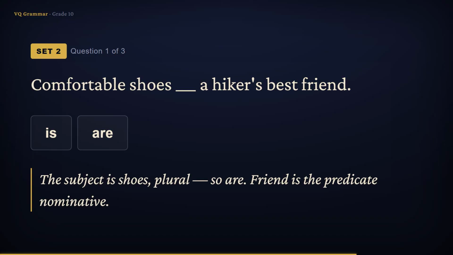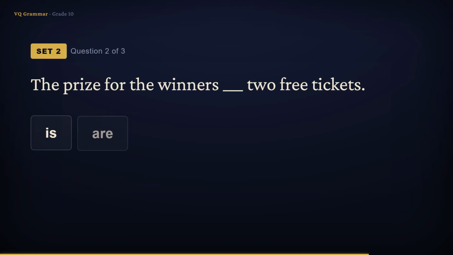The word friend is singular, and it is sitting right there, begging you to write is. Cover it with your hand. What is left in front of the verb? Comfortable shoes, plural. So the answer is are. The prize for the winners, blank, 2 free tickets.